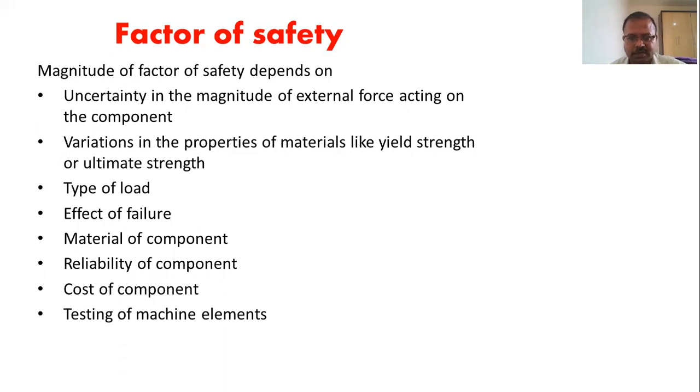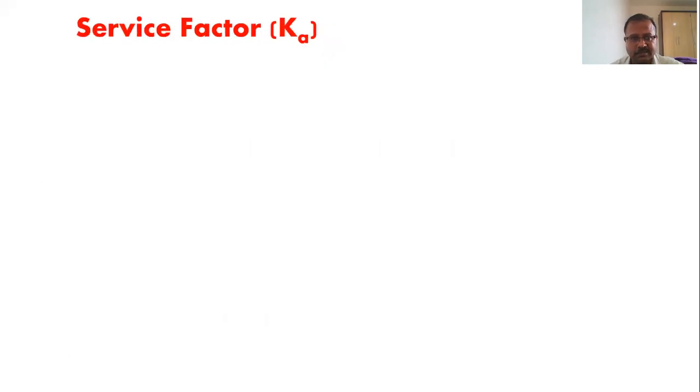Testing of machine elements. If it is possible to test the machine elements prior to the manufacturing, then factor of safety can be taken less. Service conditions. To which service conditions the materials are subjected. For example, if they are subjected to corrosive environment, marine environment, then factor of safety should be more. Quality of manufacture. If the quality of manufacture, surface finish obtained is quite good, then factor of safety can be taken less. So this was related to factor of safety.